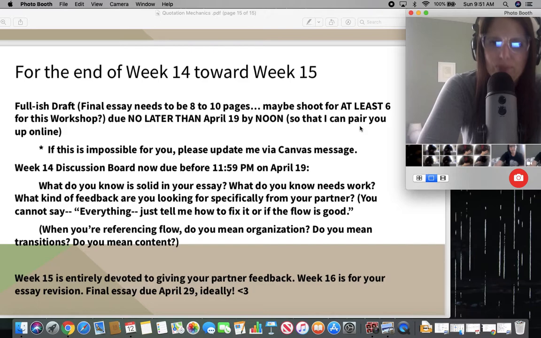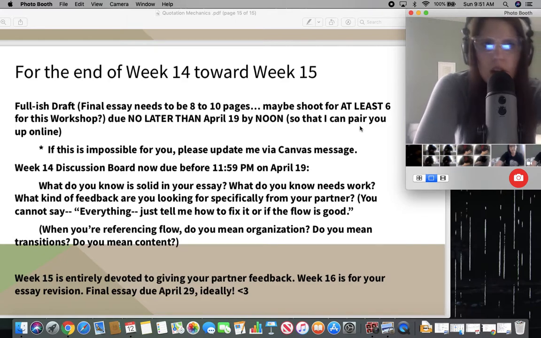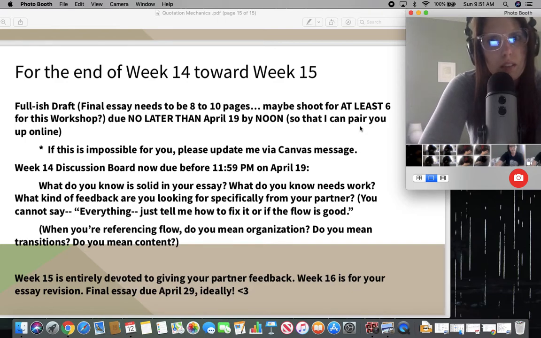So, particularly if you're referencing flow, do you mean organization? Do you mean transitions? Are you talking about content, like sentence clarity? So rather than just saying flow, like I really never know what that means, be specific about what you mean, and you'll get full points for that kind of preparation.